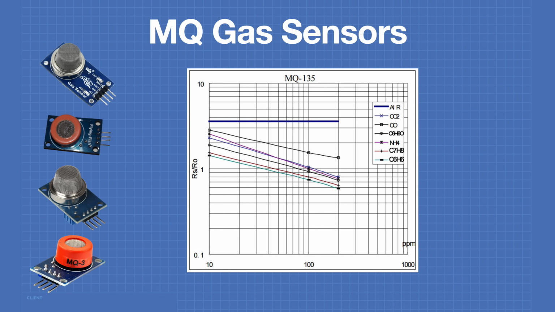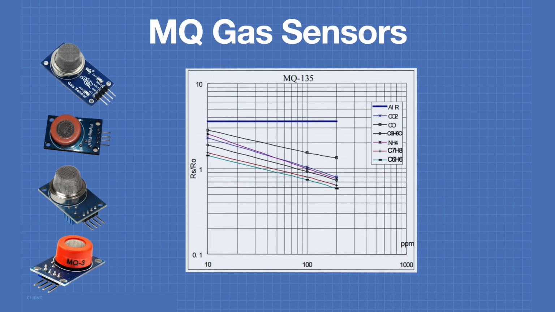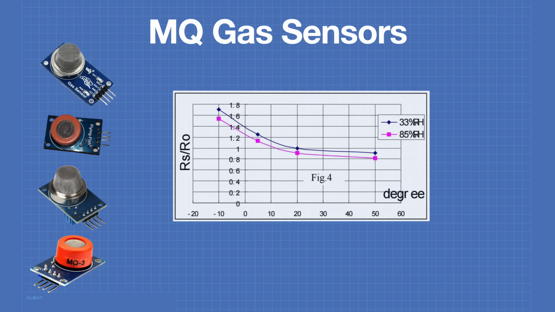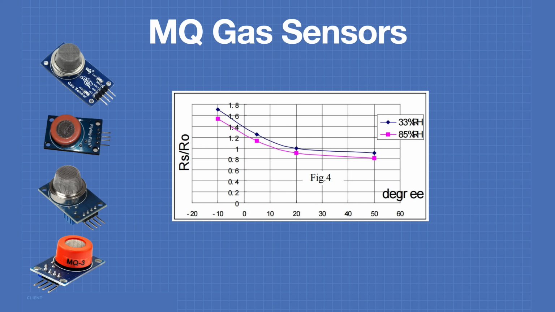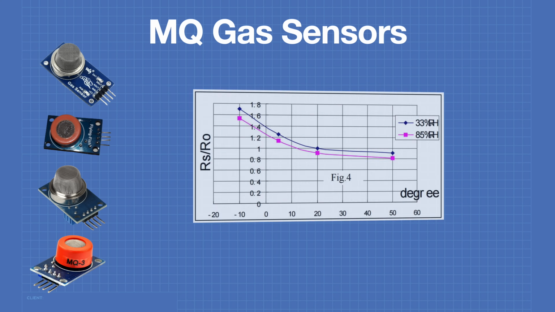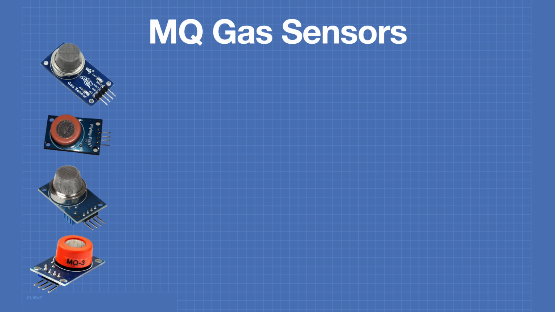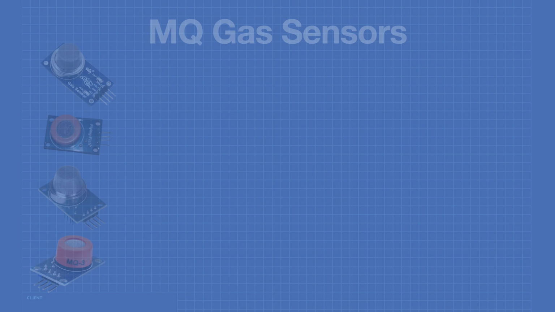Now here's a chart of the resistance level of one of the MQ sensors, the MQ135. Note how the resistance changes in the presence of different gases. You can use these resistance characteristics to determine which gas you're measuring. You should also note that the resistance will change due to humidity, so a proper MQ gas sensor reading will also factor in the current humidity. So now let's start experimenting with some MQ gas sensors.